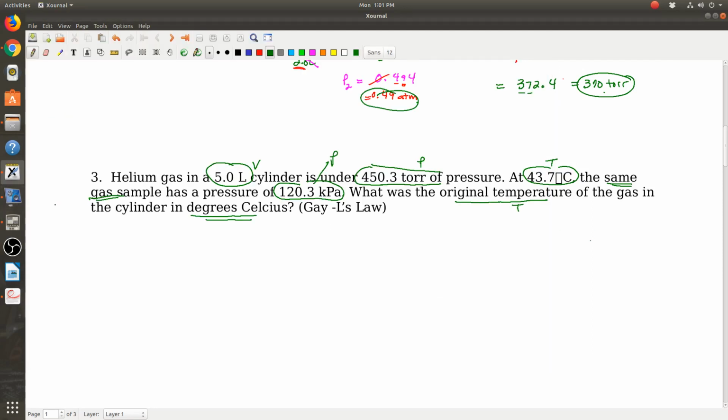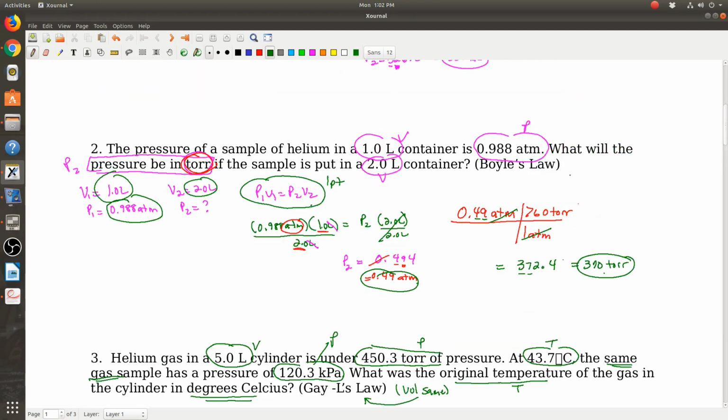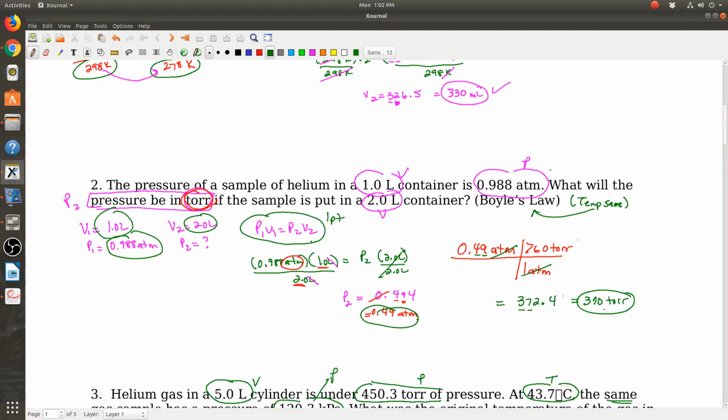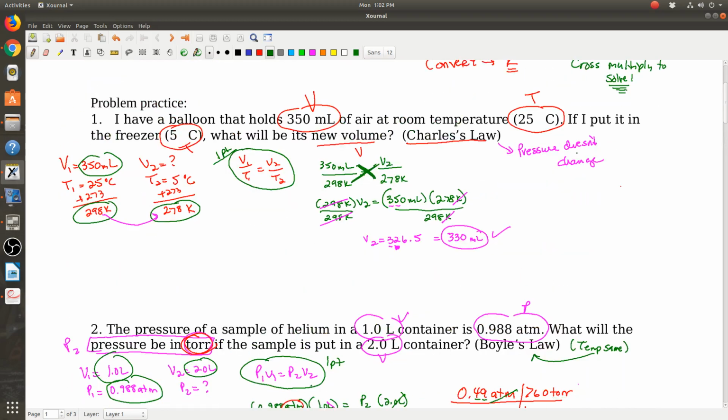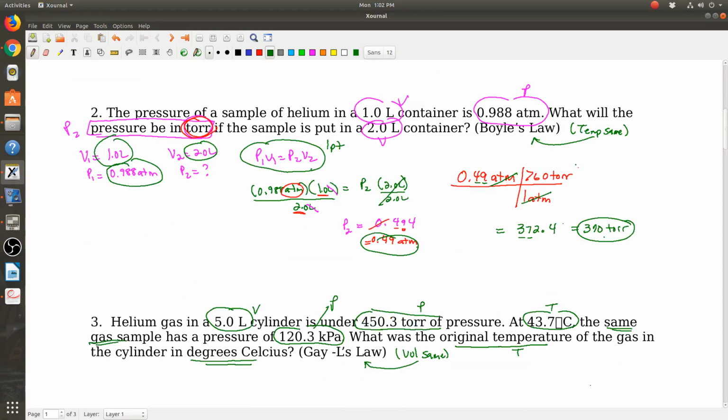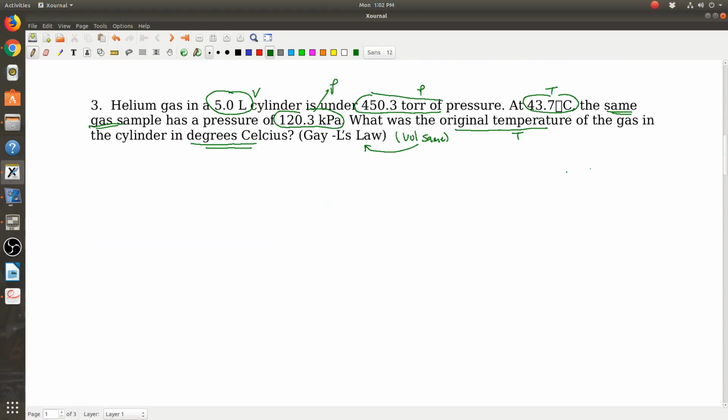So that's what happens with this law. Here the volume is the same, and that's an important aspect of Gay-Lussac's law. Just like in Boyle's law, the temperature is the same, and that's an important aspect of Boyle's law. In Charles' law, the pressure doesn't change. So you see, you got to know what changes for each law. All right, the volume stays the same.